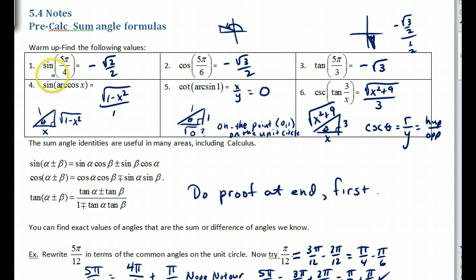So if I take the sine of 5 pi over 6, you get negative square root of 2 over 2. I hope you got that. Cosine of 5 pi over 6, negative square root of 3 over 2. Tangent of 5 pi over 3, negative square root of 3.